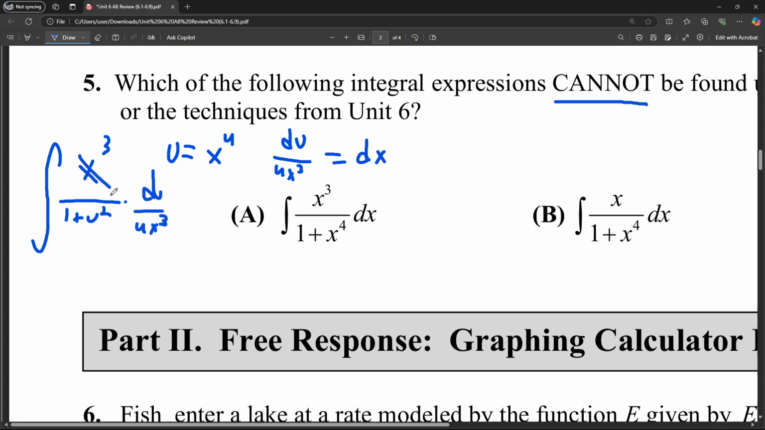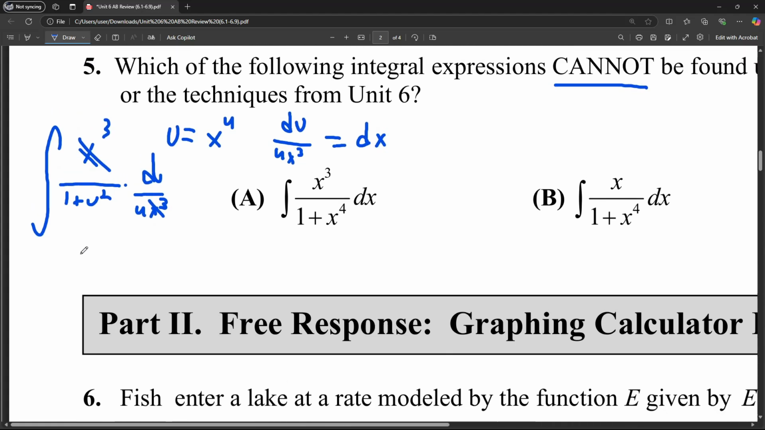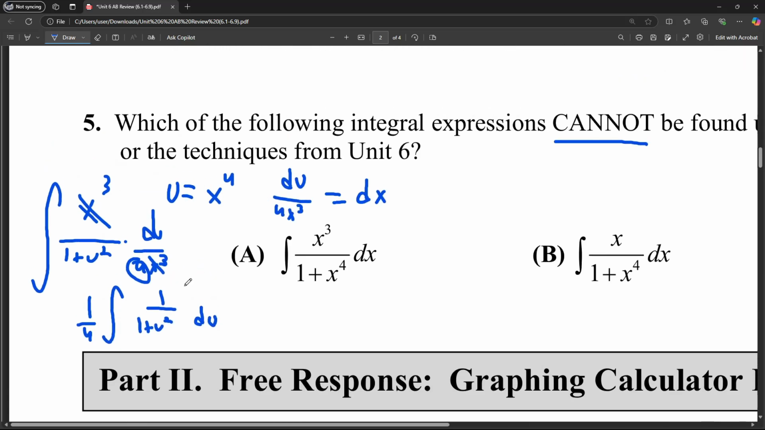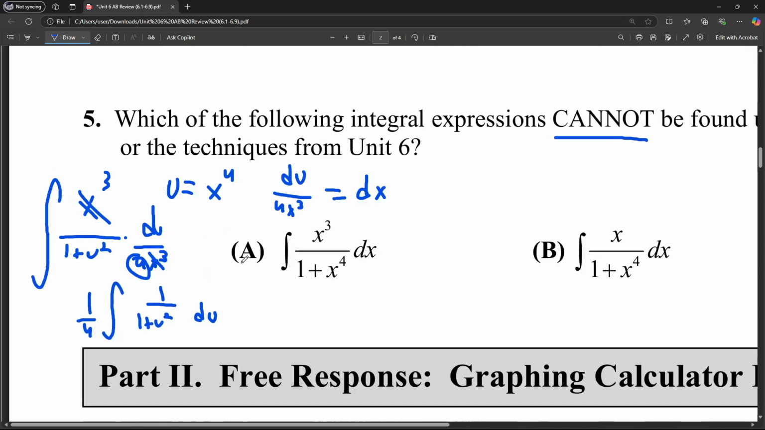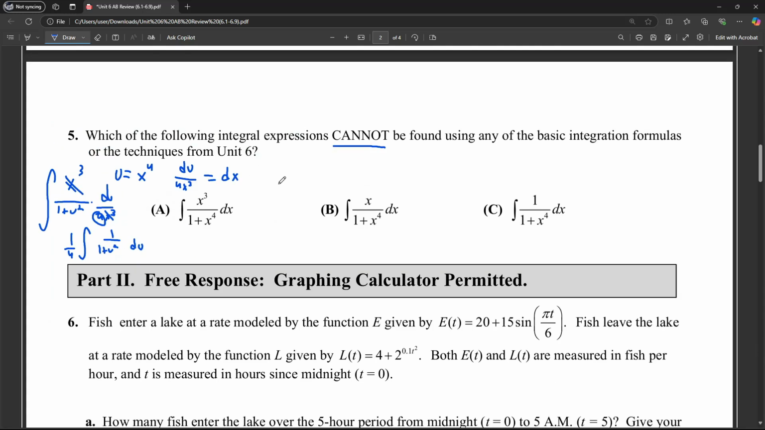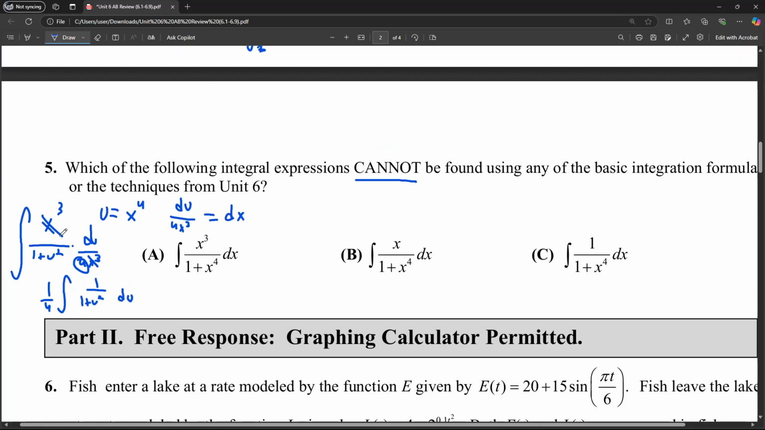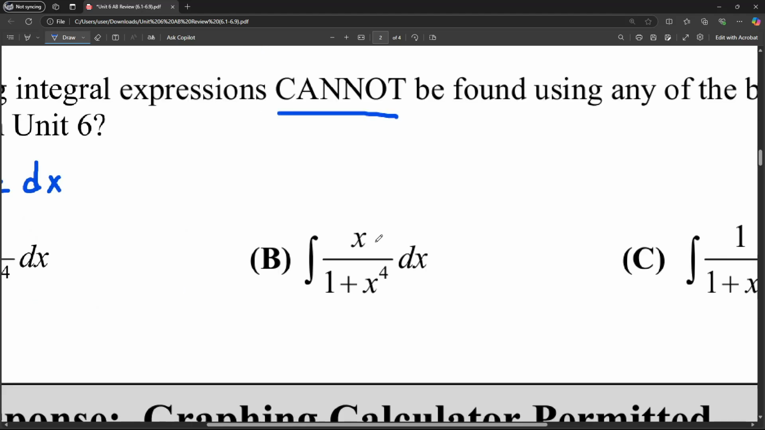Yeah. So now the x cubes cancel out. And then you'll get 1/4, because I'm bringing out this 4 right here, of the integral of 1 over 1 plus u squared du. And then you can try and solve from there, but that should be able to work. I think I did the method wrong, but yeah. Alright, so we're going to B, so therefore it can't be A. So now we're going to B.